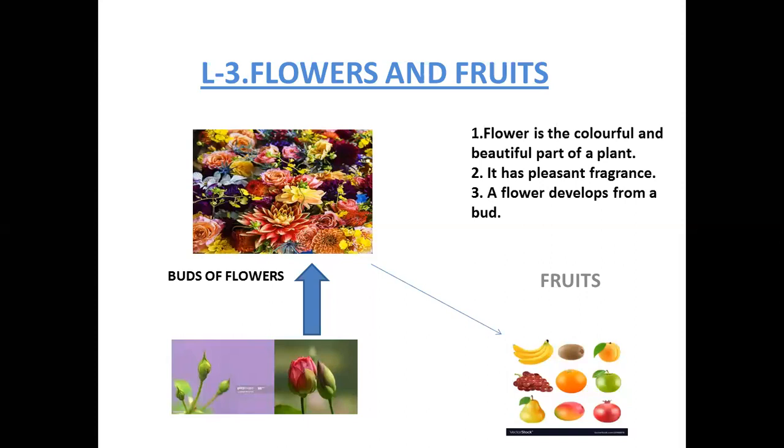And what is the attractive and colorful part of a plant? It is flower. Now, in this class, let us learn about a new lesson. It is flowers and fruits. Flower is a colorful and beautiful part of a plant. It generally has a pleasant fragrance and most flowers have attractive colors.